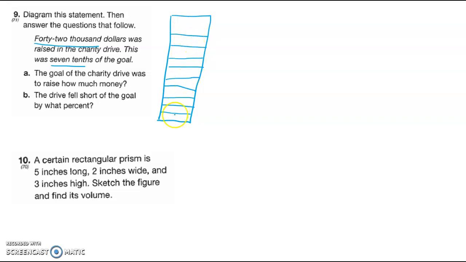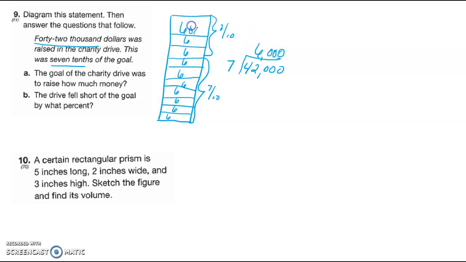And it says 7/10. So let's see. 1, 2, 3. So that would be this. So this would be 7/10. And this is going to be 3/10, which is the rest of it. So if 7/10 was $42,000, what I'm going to do is I'm going to divide this by 7, and I'm going to get $6,000. So that's what goes in each one of the boxes. I'm just going to write the 6, but it's really 6,000.